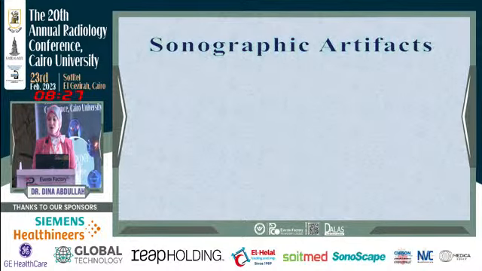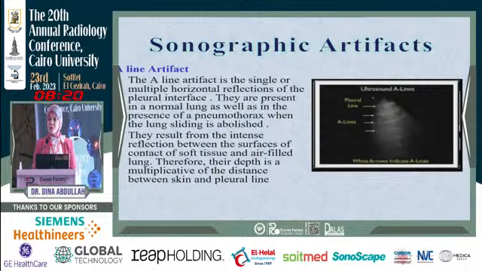Chest ultrasound depends on sonographic artifacts. They help us in diagnosis. The A-line artifact is the single or multiple horizontal reflections of the pleural interface. They are present in a normal lung as well as in pneumothorax when the lung sliding is lost. They result from intense reflection between the surfaces of contact of soft tissues and air-filled lung. Therefore, their depth is a multiple of the distance between the skin and the pleural line.